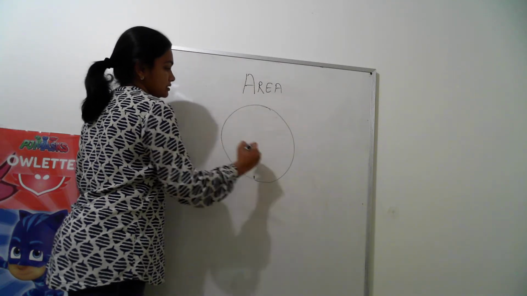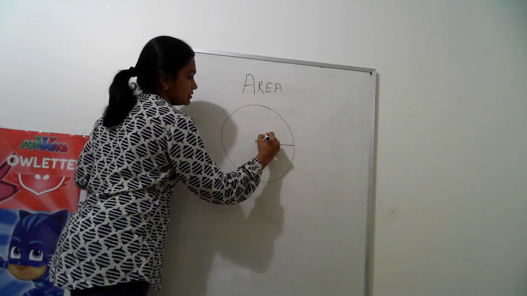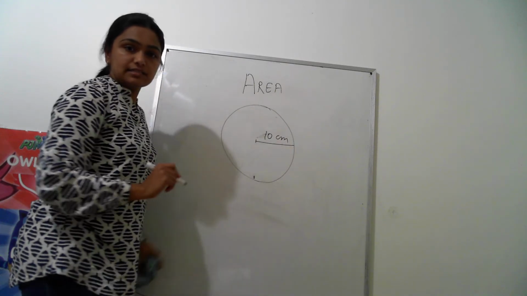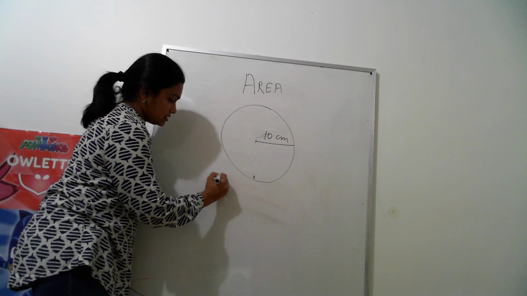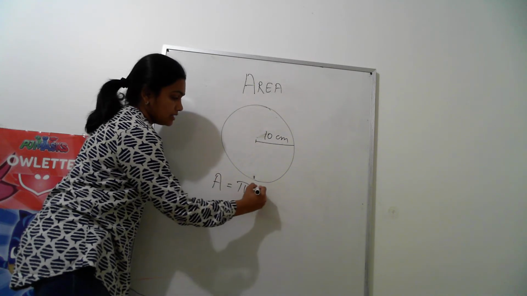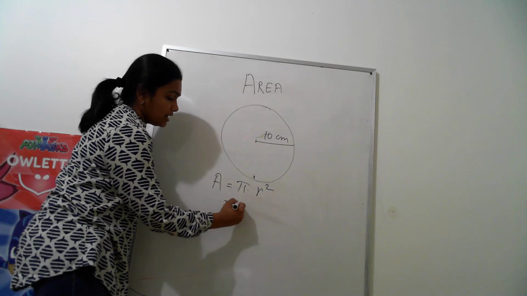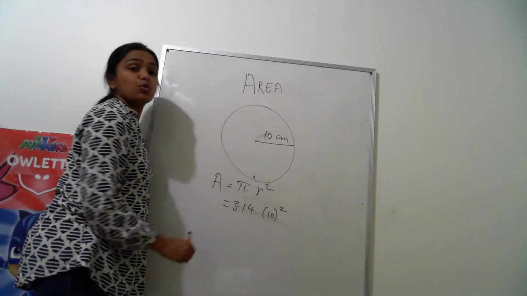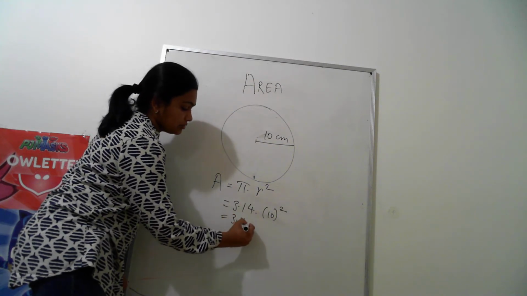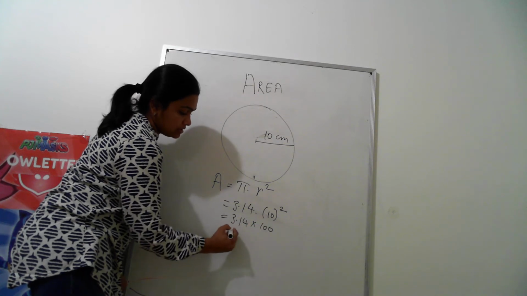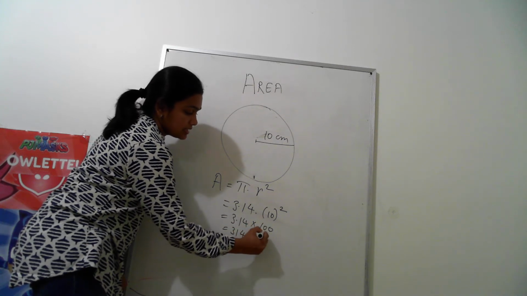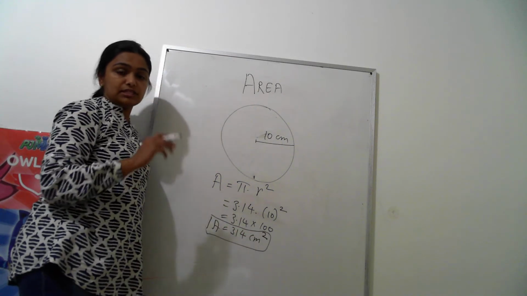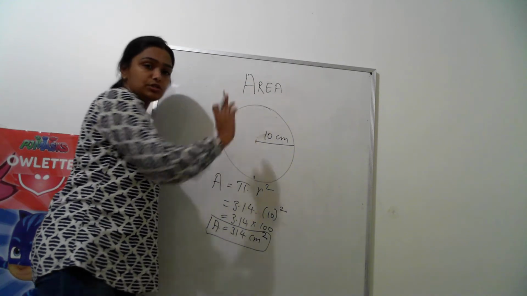So let's say the circle has a radius of 10 centimeter. Find the area of the circle. So the area of the circle is pi times radius square. Pi is 3.14 times radius 10 square, 3.14 times 100, 314 centimeters square. So for area, the unit is always the square of whatever is the unit of the radius.